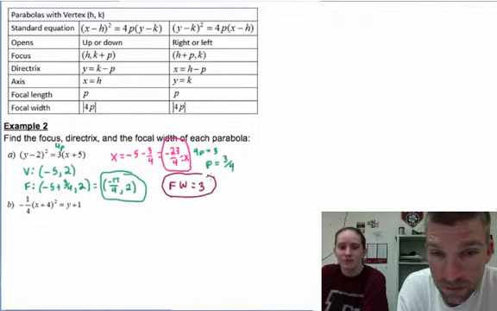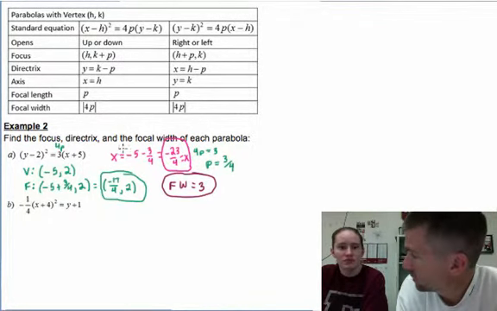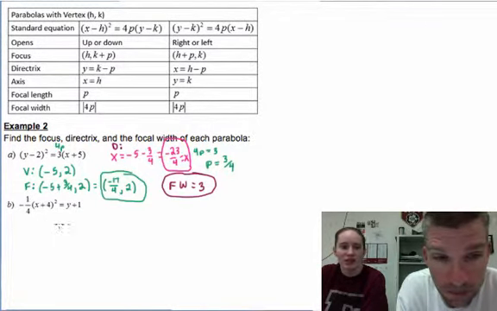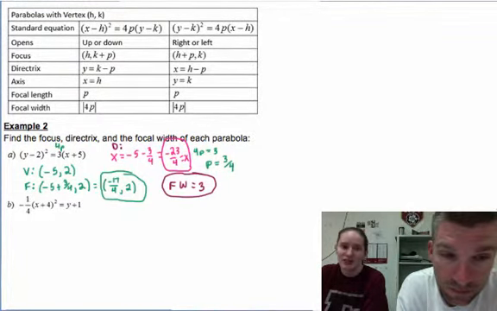The focal width part shouldn't be tough, because usually 4p is what we were given to start. A lot of times, but not every time. Here, see, that's not happening.